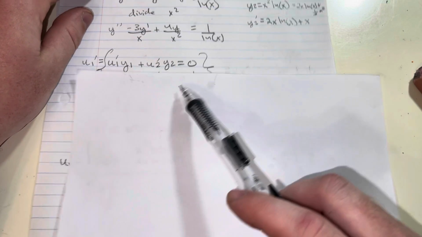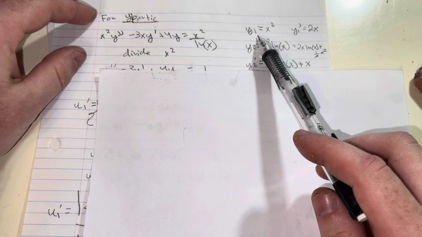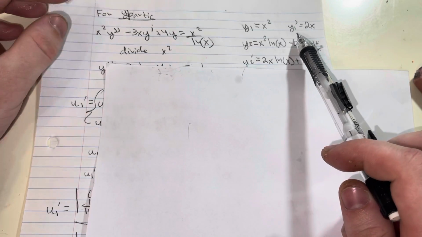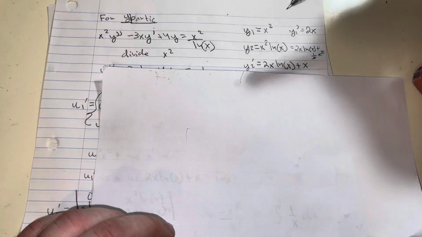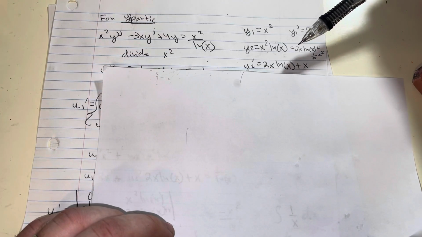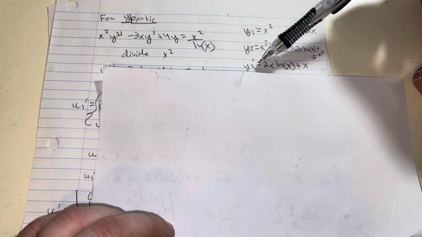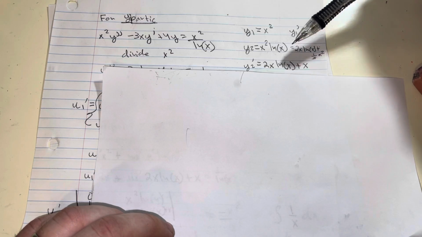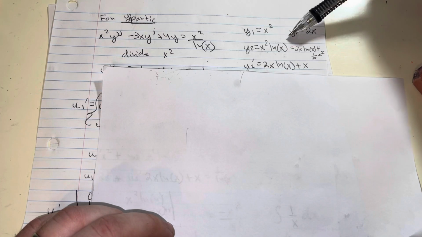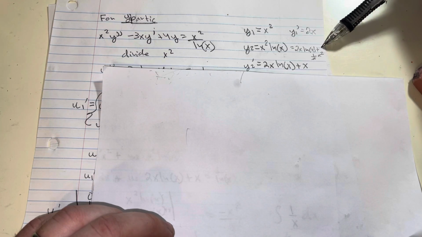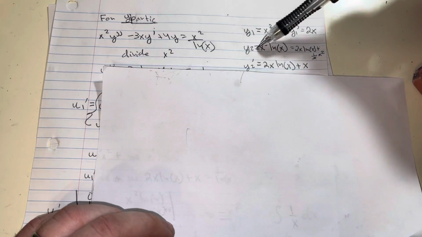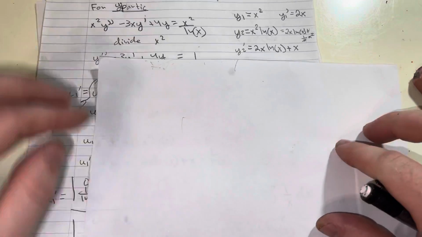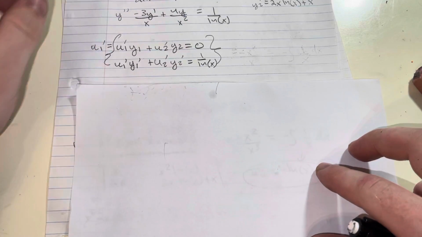My y1 is x^2, my y1 prime is 2x, my y2 is x^2 ln x, and to get my y2 prime, we have to do a little product rule. 2x ln x plus 1 over x times x squared, cancel one of the x's, so you get this right here.